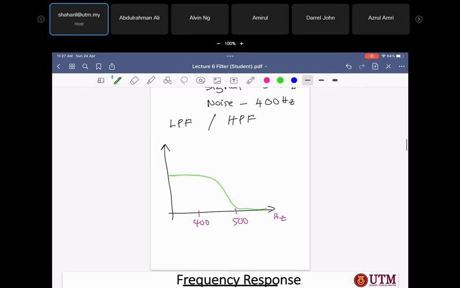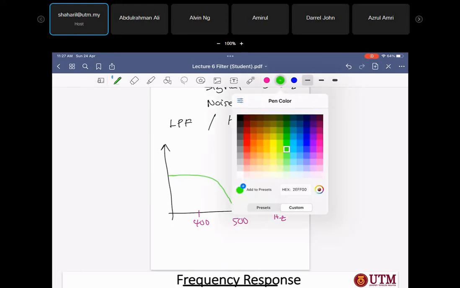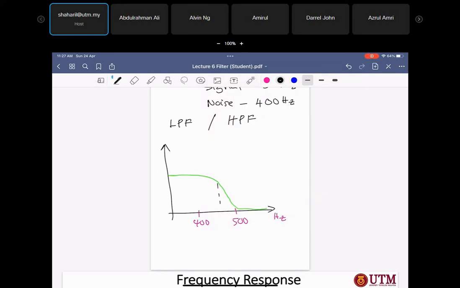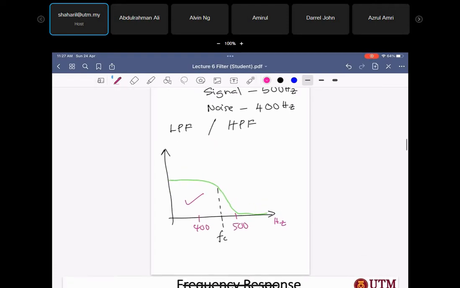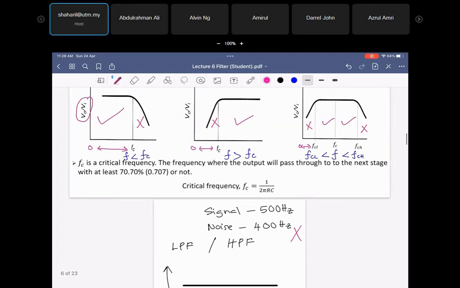Okay. So what it means if you use the low pass, that means let's say you choose your critical frequency here, FC. Low pass, the concept is below the critical frequency, it will pass. That means you will allow the noise go through, isn't it? So the purpose that we use the filter, that means we want to eliminate the noise. So if you use the low pass filter, you will allow the noise go through, right? See like this? Can you understand it?